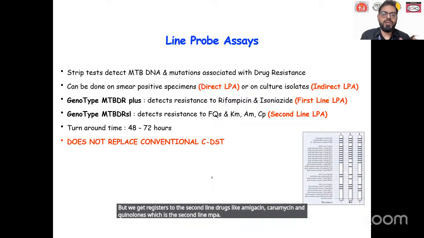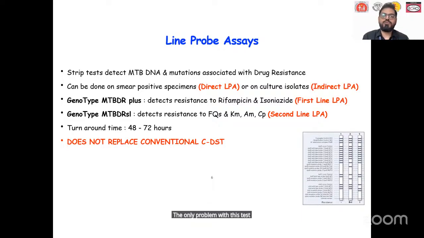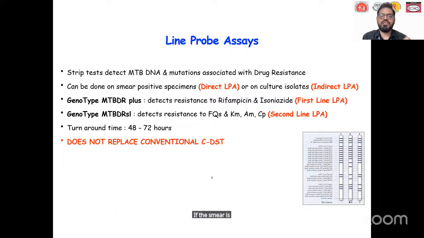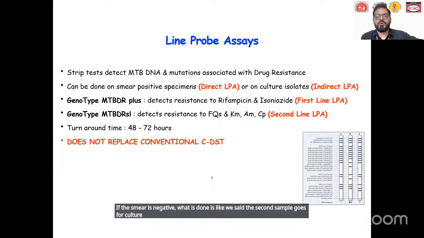The only problem with this test is a smear has to be positive for this test to be run immediately after a CBNAT, right? If the smear is negative, what is done is, like we said, the second sample goes for culture. Once the culture flags positive, on that positive growth, we can do an LPA. So that is known as an indirect LPA. So for us, that is pediatricians, LPA does not help much because most of our samples are smear negative.